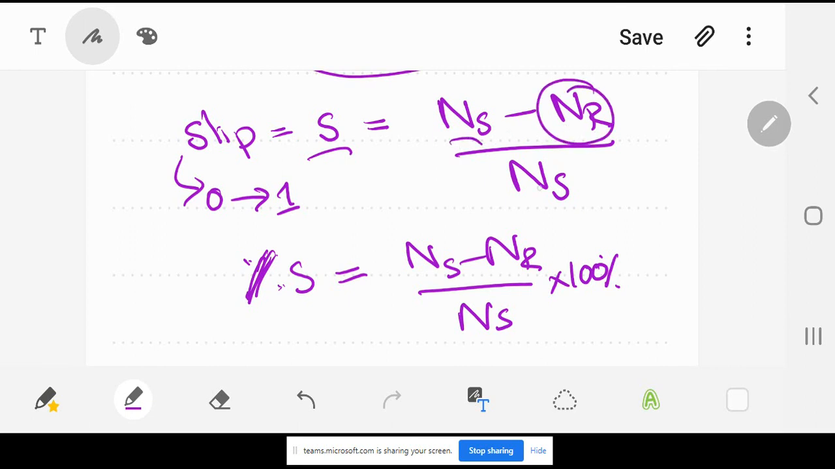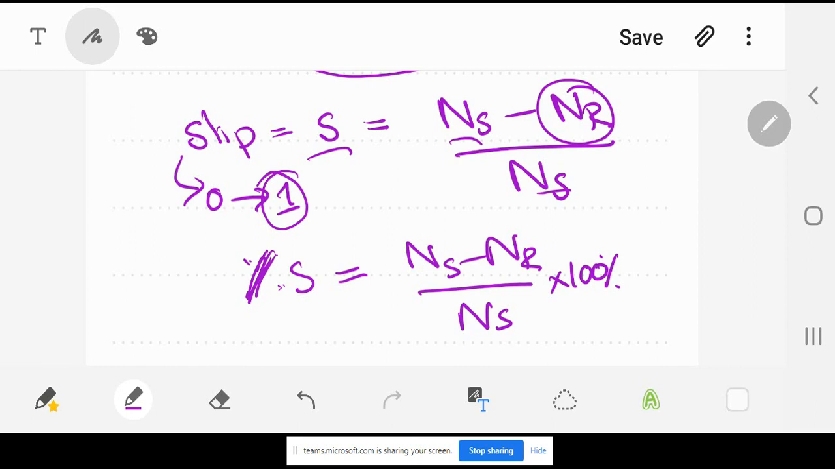But NS is already there. So NS by NS is going to be NS minus 0 over NS. So what happens? The slip becomes equal to 1. So the maximum value of slip is 1, and this is only at the start of the machine, when the machine is starting from rest.